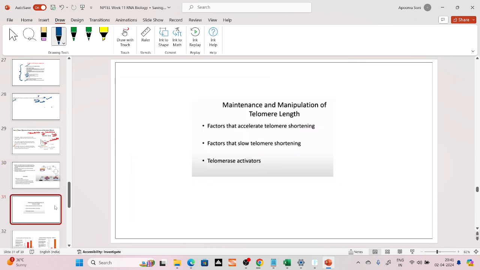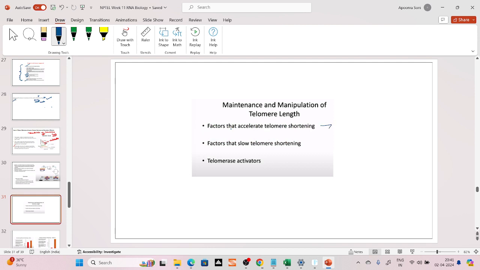Fine. Now comes another very important and interesting topic: maintenance and manipulation of telomere length. How can telomere length be maintained or manipulated? This is the last topic, I think, and very easy and very interesting. So, telomere length can be maintained in three ways. What is the first way? See, you are maintaining telomeres and you are manipulating telomeres. So how can telomeres be manipulated? By having factors that accelerate telomere shortening.